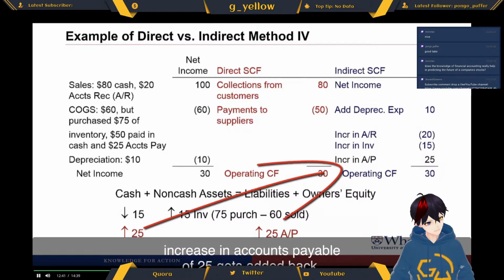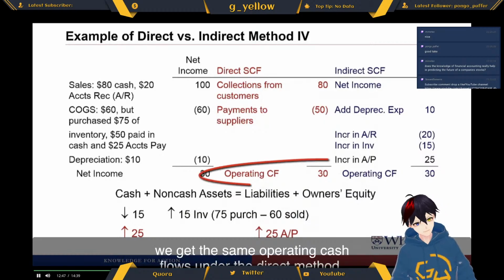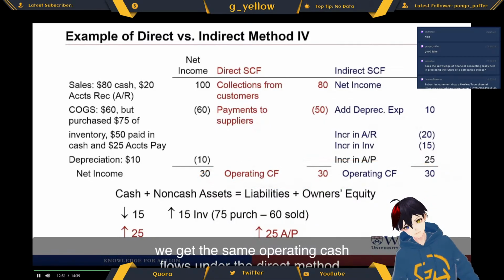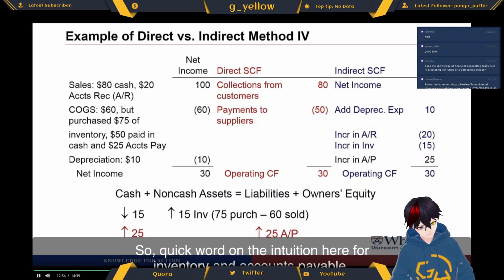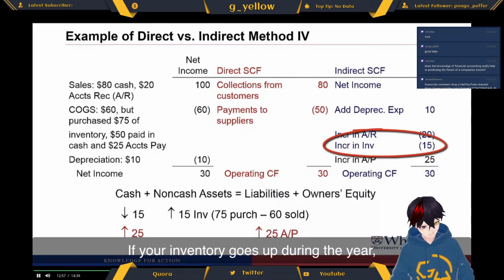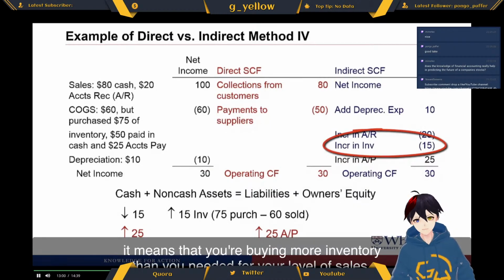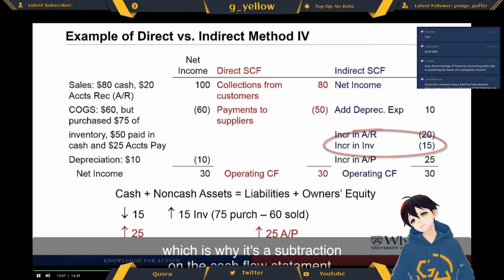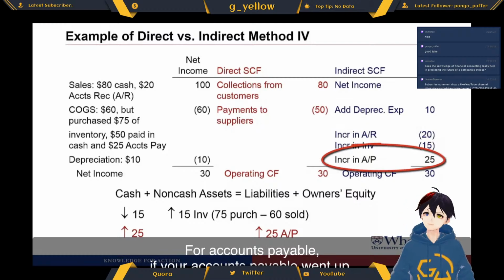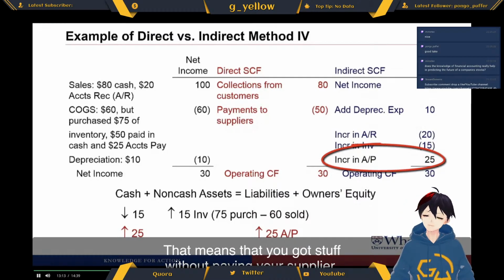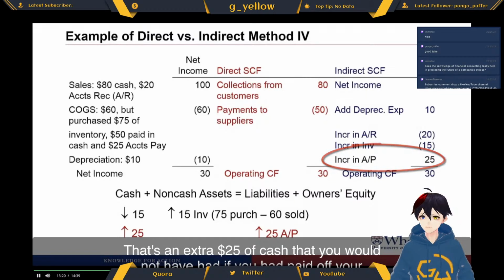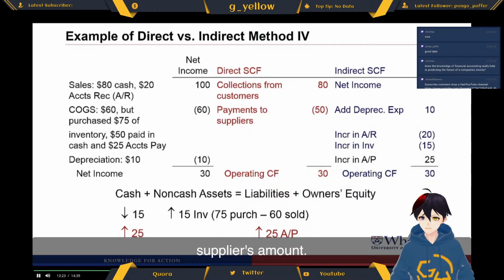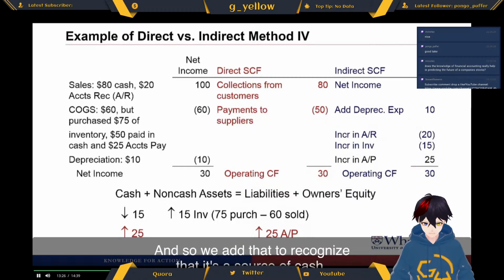Indirect method cash flow statement, we have increase in accounts payable of 25 gets added back. When we add everything up, we get the same operating cash flows as under the direct method. So quick word on the intuition here for inventory and accounts payable. If your inventory goes up during the year, it means that you're buying more inventory than you needed for your level of sales, which means you're spending extra cash on inventory, which is why it's a subtraction on the cash flow statement. For accounts payable, if your accounts payable went up, that means that you got stuff without paying your supplier. Not paying your supplier is a source of cash. That's an extra $25 of cash that you would not have had if you had paid off your supplier's amount. And so we add that to recognize that it's a source of cash.